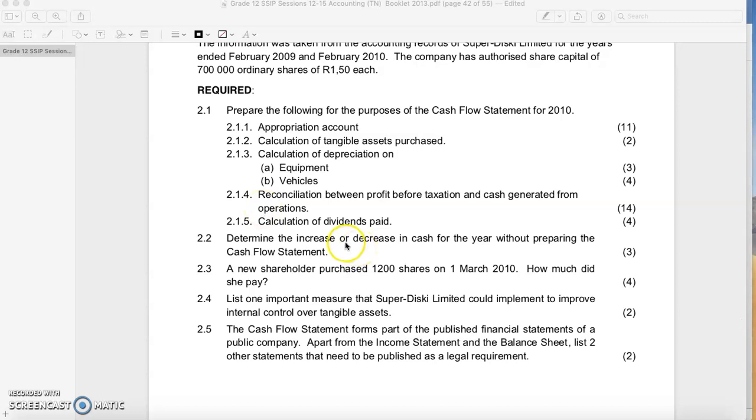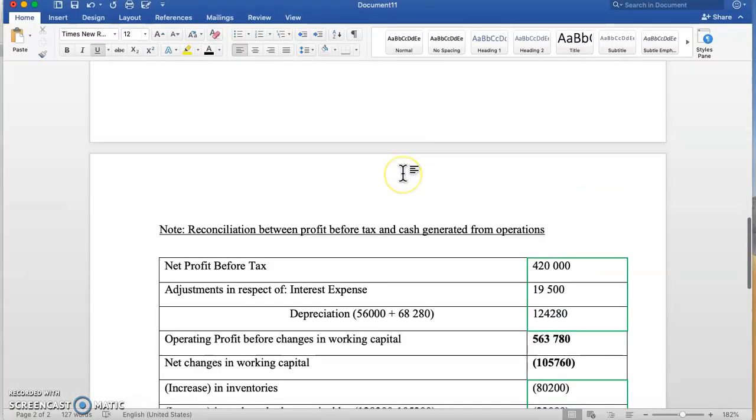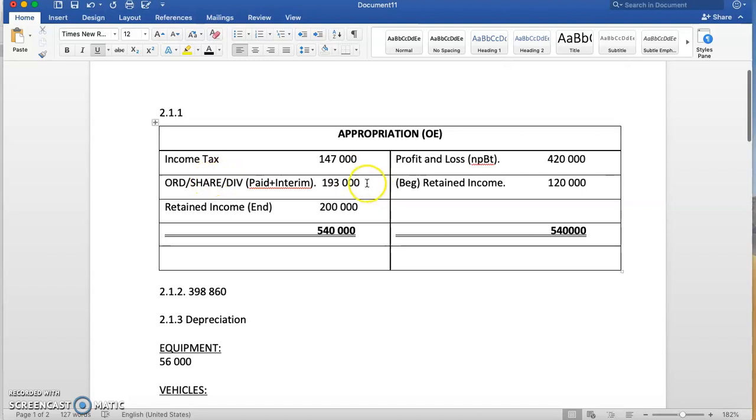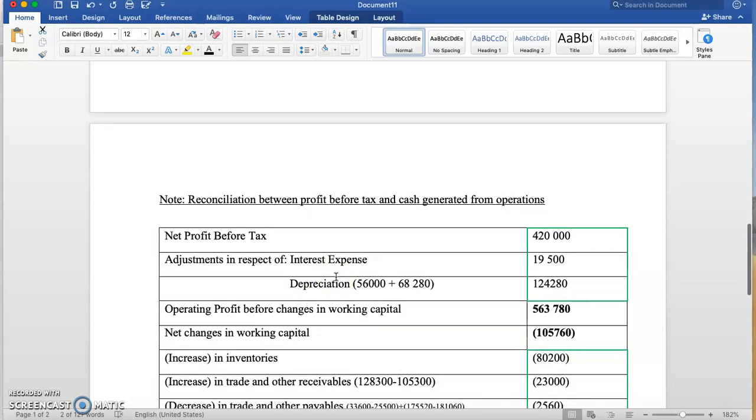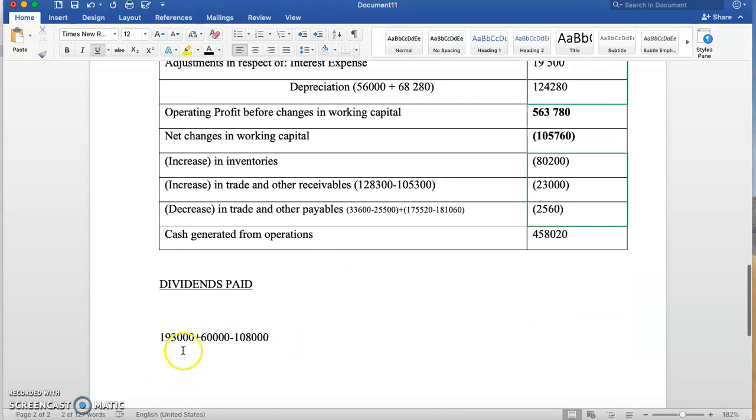Okay, so here we want to calculate the dividends paid. Now, I don't know if you remember, but in our appropriation account, we have the total of ordinary share dividends. But some of this amount is interim and some is paid, because paid plus interim gives us the total. So, I already wrote down the calculation. Now we know that 193,000 is the total. How do we calculate interim shares?